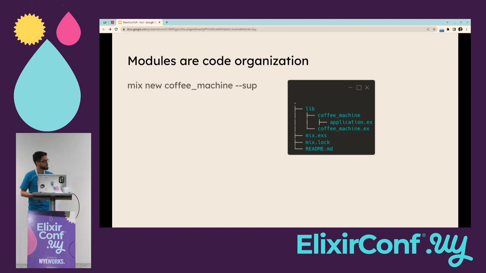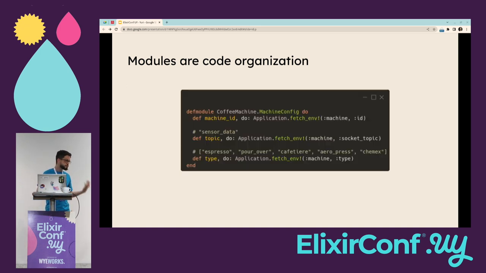Remember, modules are code organization. So when we create our Elixir project, we are only talking about code at first. We are only organizing our ideas, which won't necessarily be one-to-one to what we have in runtime, right? So we create our coffee machine project. We pass the supervisor argument, meaning that we want this coffee machine to be supervised because we want fault tolerance. So modules are code organization.